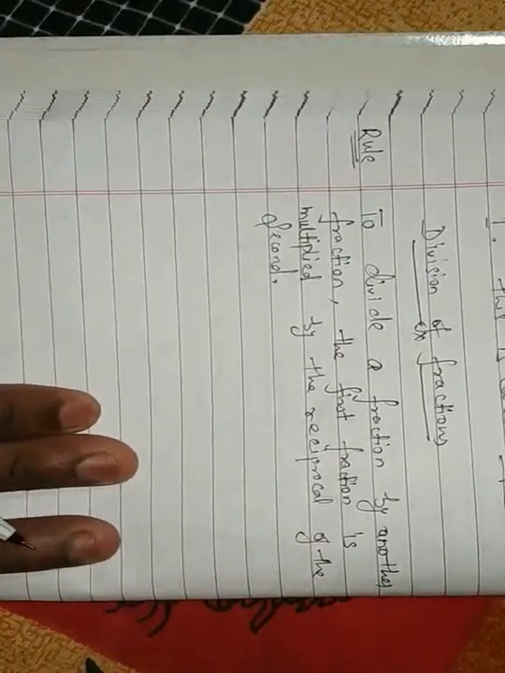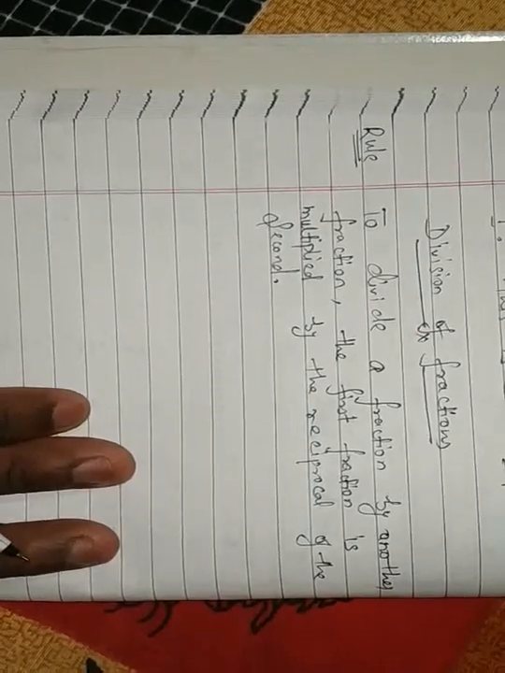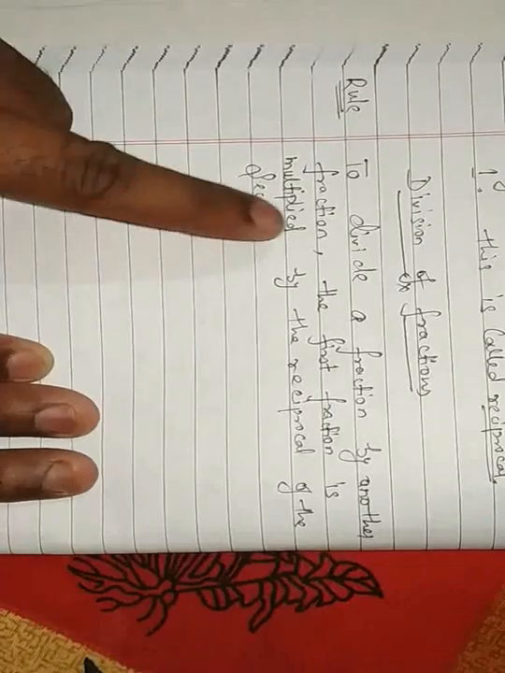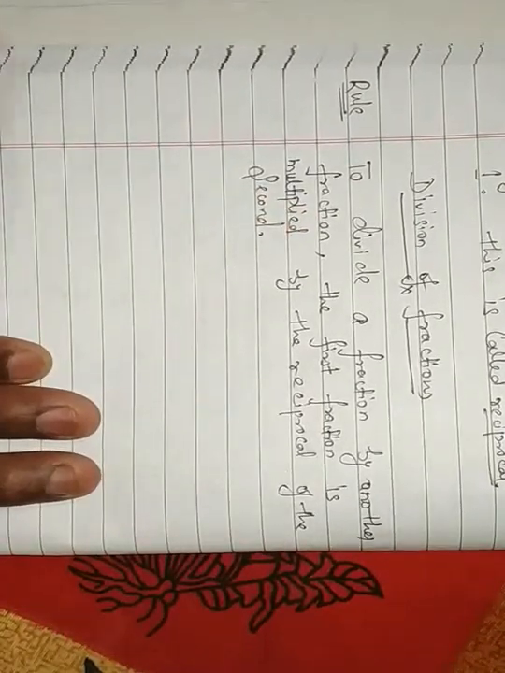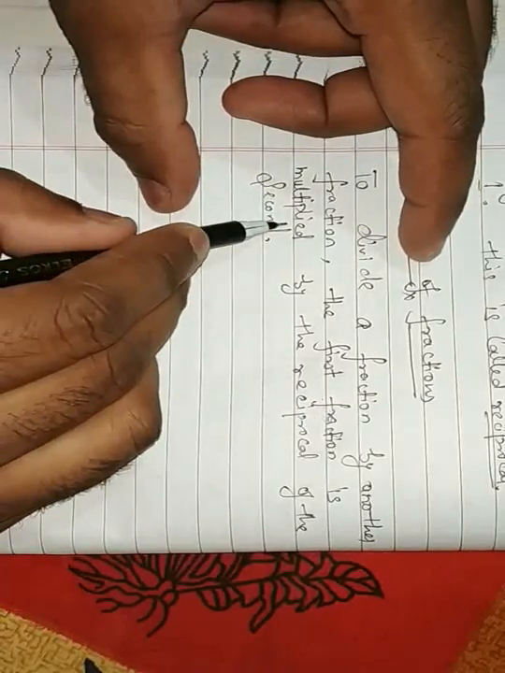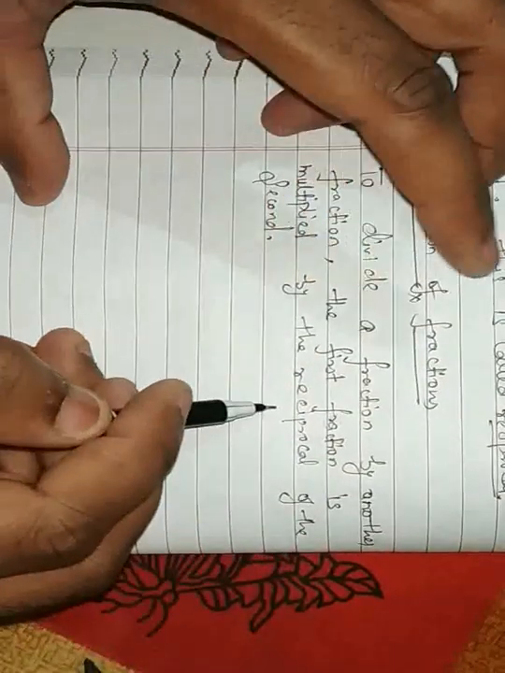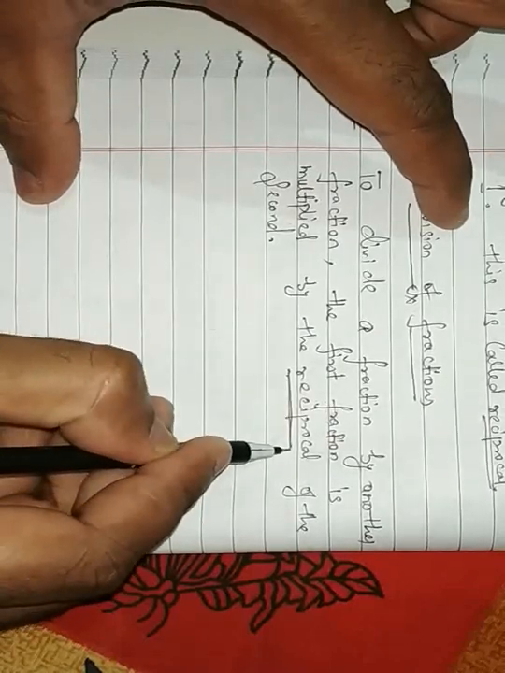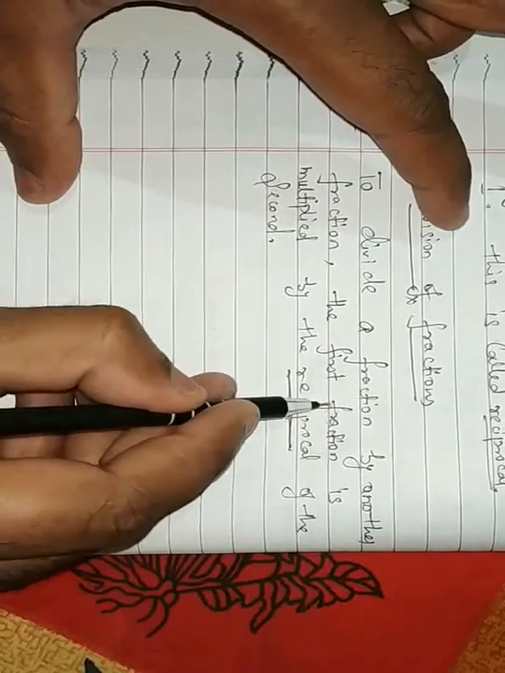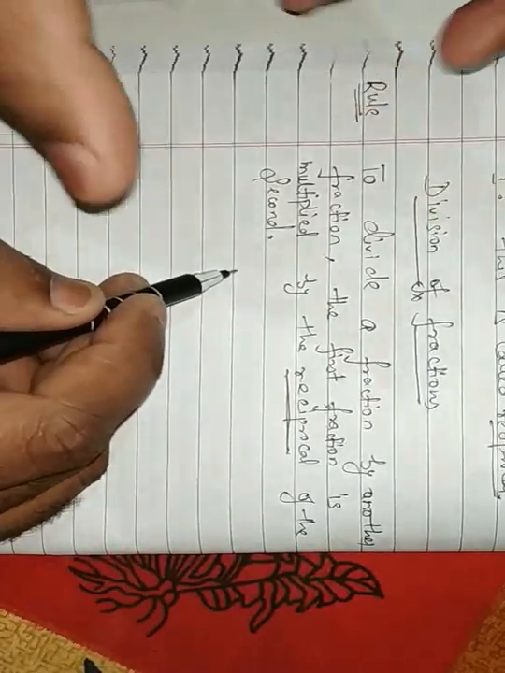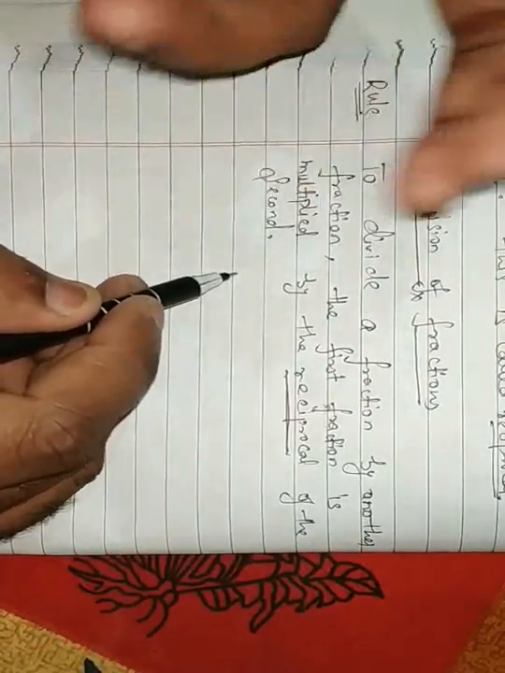So this is the rule for division of fractions. To divide a fraction by another fraction, the first fraction is multiplied by the reciprocal of the second fraction. We multiply the first fraction by the reciprocal of the second fraction. This is the most important rule for division of fractions.